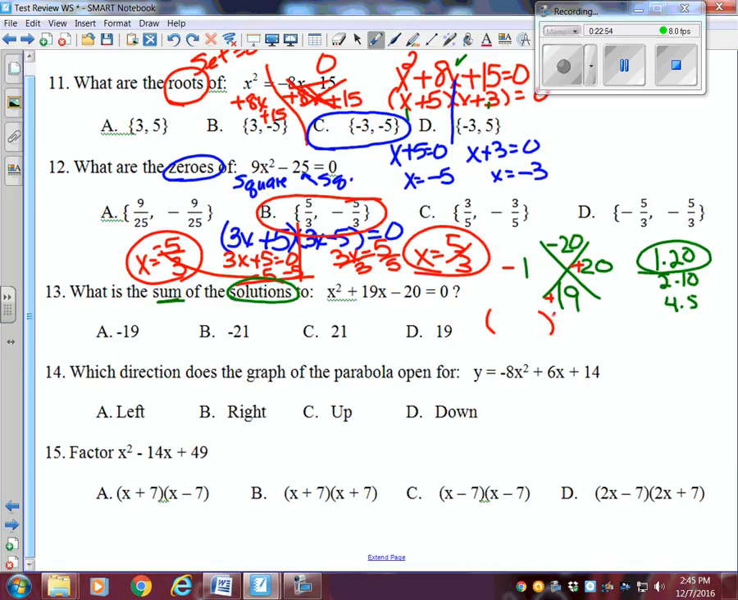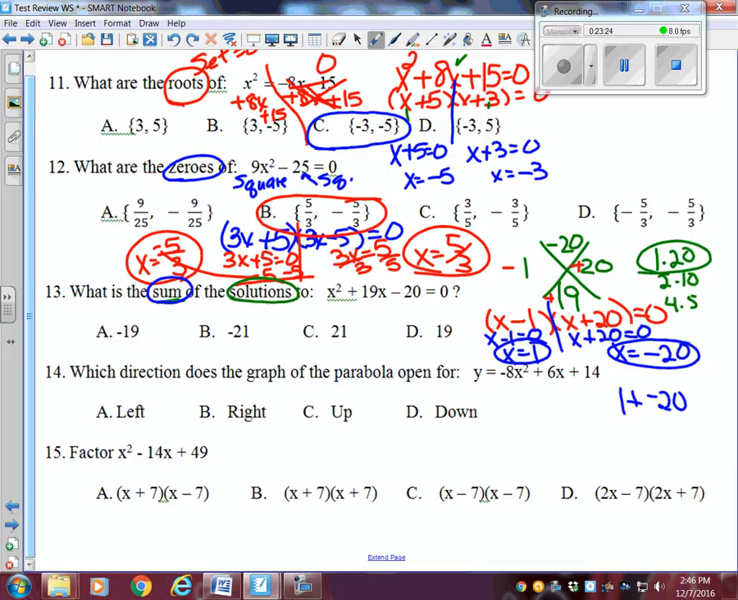So if I factor this, it's x minus 1, x positive 20 equal to 0. And then when I solve it, and when you split and solve, x minus 1 equals 0, x should equal a positive 1. And when x plus 20 is set equal to 0, x should equal what? A negative 20. So which one has a positive and a negative? And then I have to sum them. What is 1 plus negative 20? Negative 19. Negative 19 is choice A. Choice A is the answer.